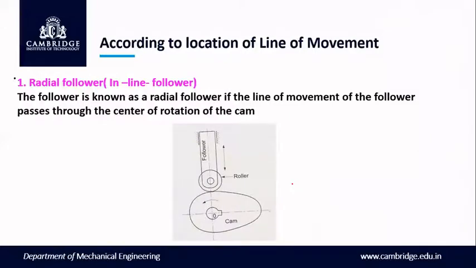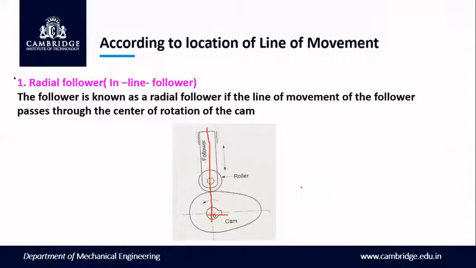Then we have the classification according to location of line of movement, the inline follower. When the axis of the cam, see this is the axis of the cam, the center of the cam, is in line with the center of the follower, we call it an inline follower. That is, the follower is known as a radial follower if the line of movement of the follower passes through the center of rotation of the cam.